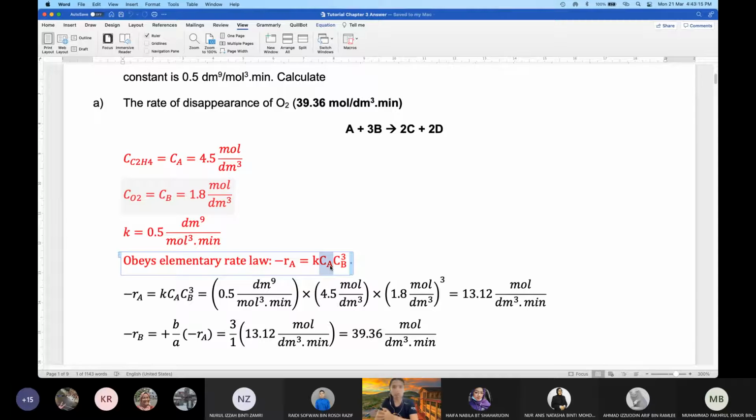Okay. But B, you must be careful because for B, stoichiometric coefficient dia adalah 3. That's why it become third order with respect to B. That's why you got CB power of 3. So power tu adalah reaction order dia. So reaction order dia tengok stoichiometric coefficient kalau dia follows elementary rate law. So sekarang kamu dah tahu rate law dia, apa dia nak cari?